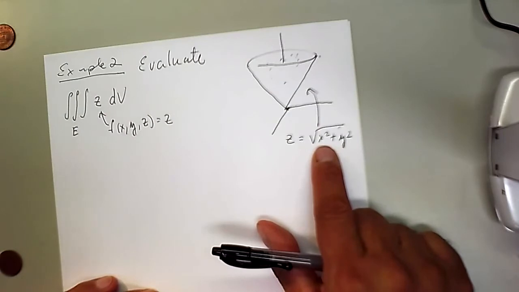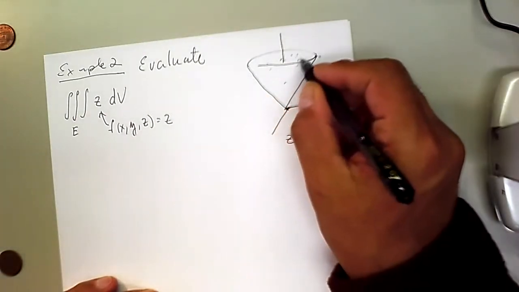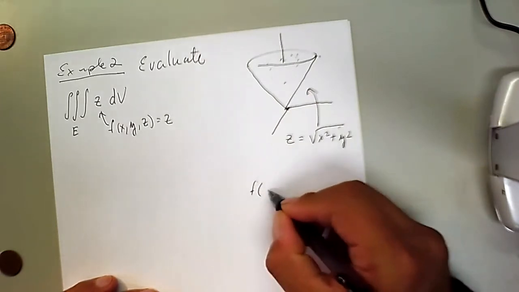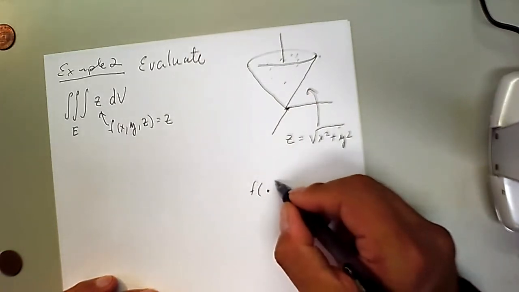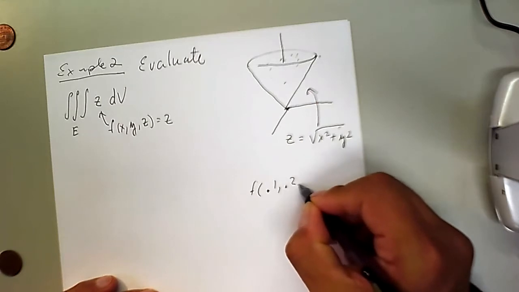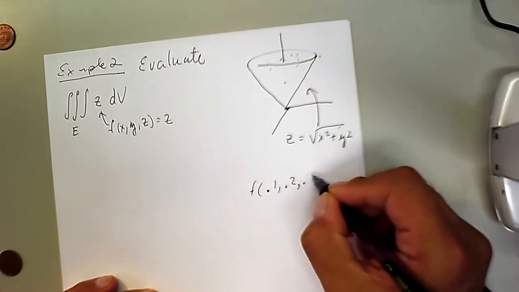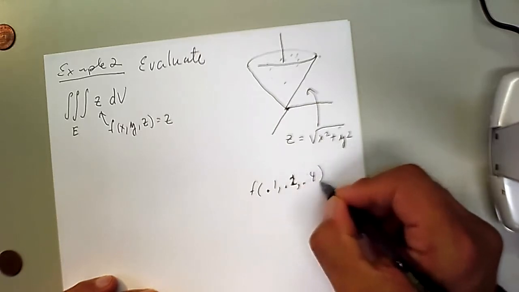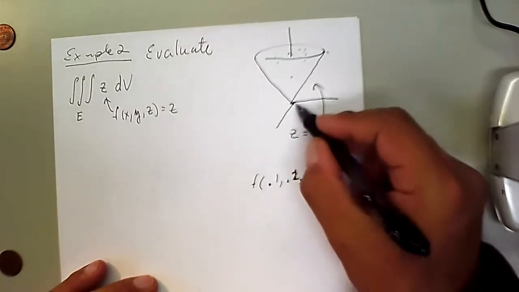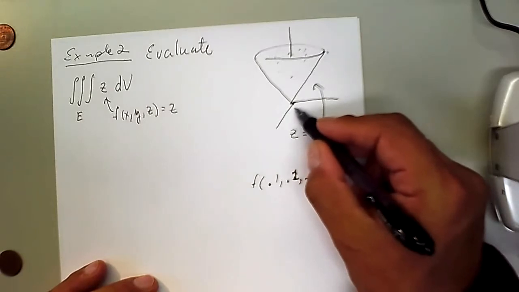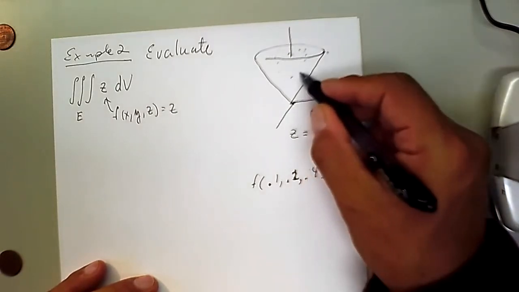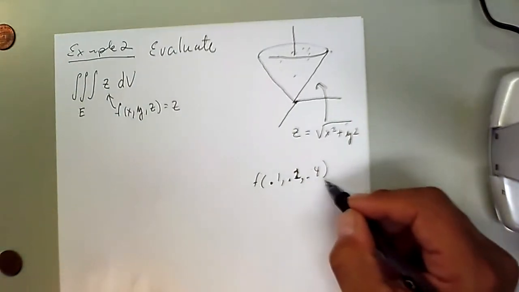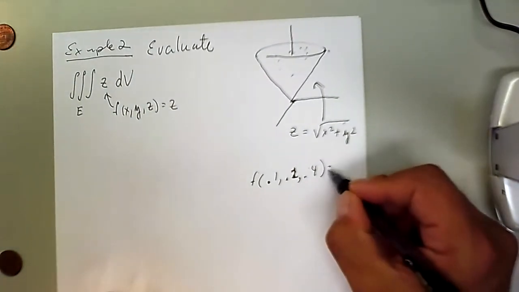So if you have a little point there, f of, I don't know, let's do 0.1, 0.1, and then 0.4. I want to make sure we're inside of the cone. So if you go out this way, 0.1, 0.1, and if you go 0.4 up there, you're going to be inside of the cone, I'm almost sure. So what is the output of that? 0.4.